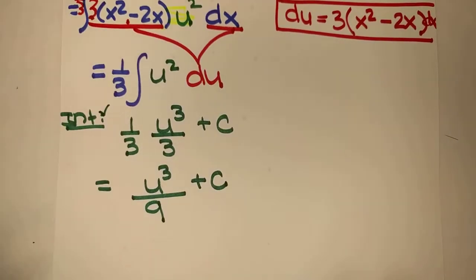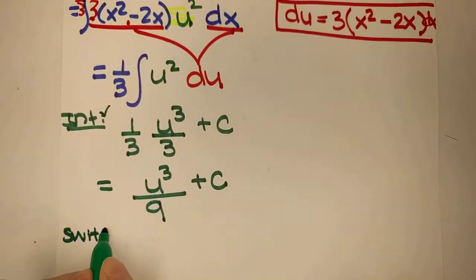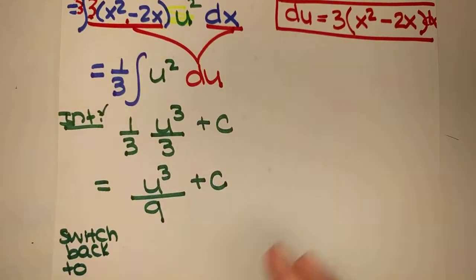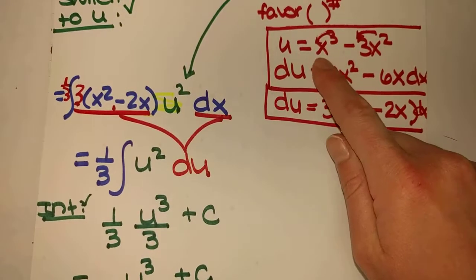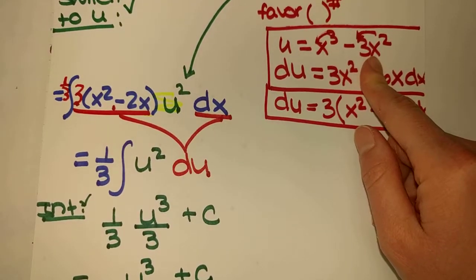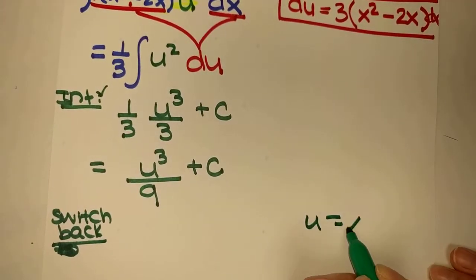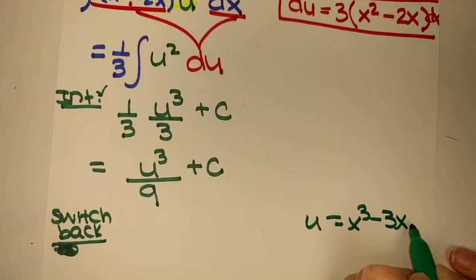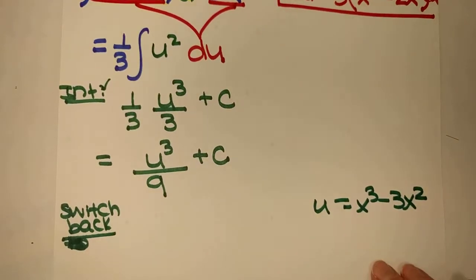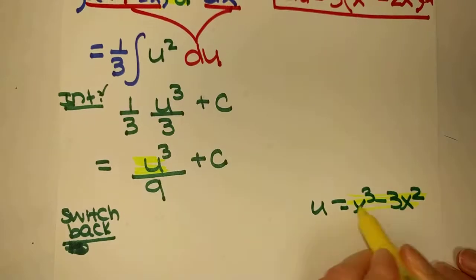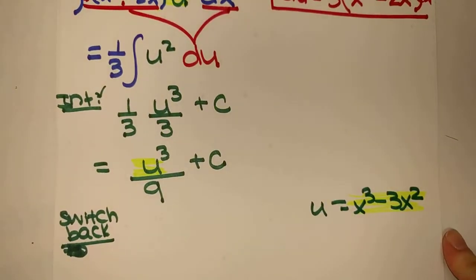And so now we switch back to the original variable. So let's just say switch back rather than writing all that out. We're going to use the fact that u is equal to x cubed minus 3x squared to switch back to the original variable. So we go back up to that key, where u was defined as this, and we plug in for this u the other side, the x cubed minus 3x squared.